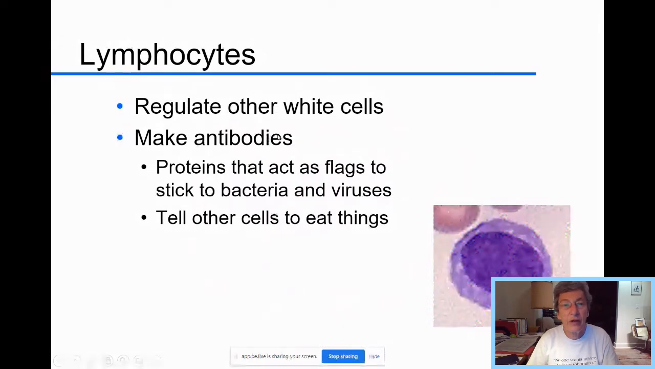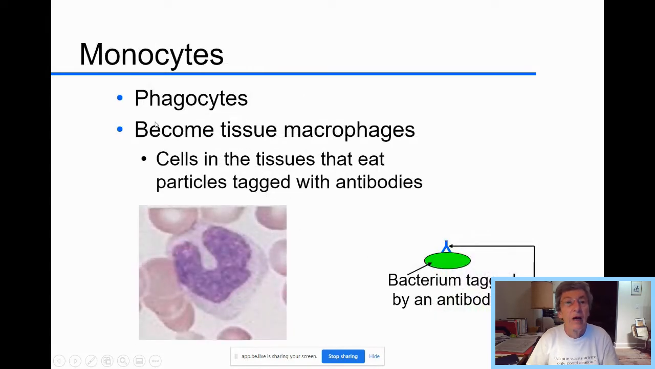Lymphocytes regulate other white cells, make antibodies, and proteins that act as flags to stick to bacteria and viruses, and lymphocytes will tell the other cells what to eat. Monocytes are phagocytes. In other words, they like to eat. They can become tissue macrophages, and the cells in the tissues or in the circulation will eat particles tagged with antibodies. So here is a bacteria coated with an antibody, and that would be eaten by these cells.